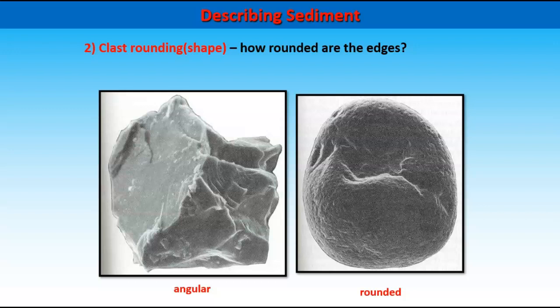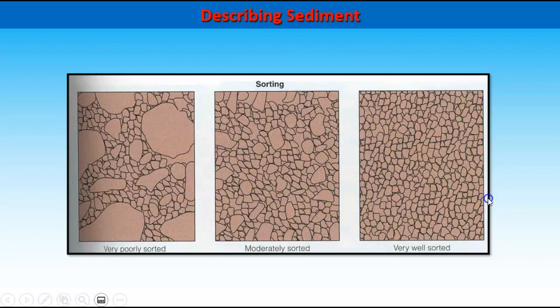Remember, this is an indication of distance traveled. So the farther pieces travel, the more bouncing and rolling they're doing, so the more rounded their edges are. And we did also argue that rounding is a good indication that water was the mover of these pieces.